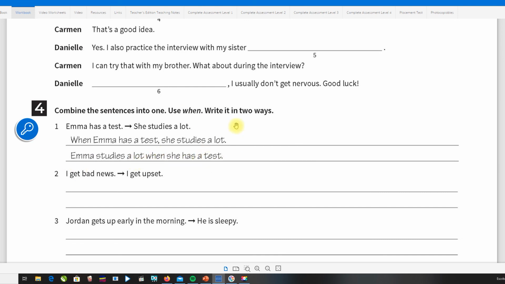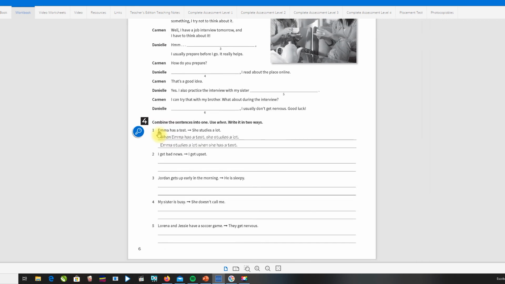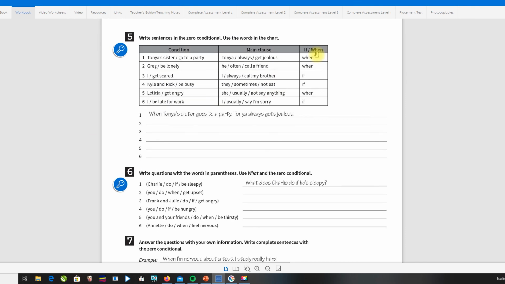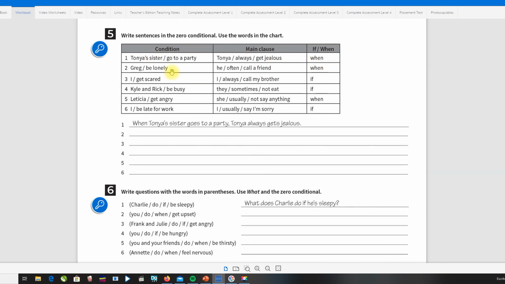Okay? It's vice versa. Next, your next exercise is part 5, okay? So using this information, you have to make a sentence, right? For example, Tonya's sister goes to a party, all right? Tonya always gets jealous when? When Tonya's sister goes to a party, Tonya always gets jealous. So using this information, make your sentences here.